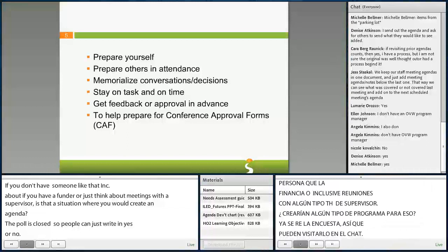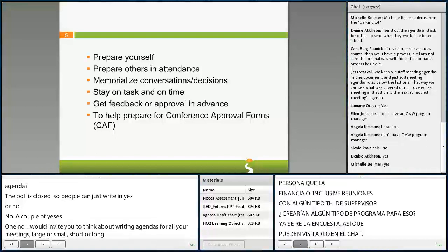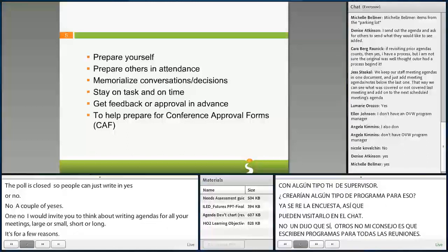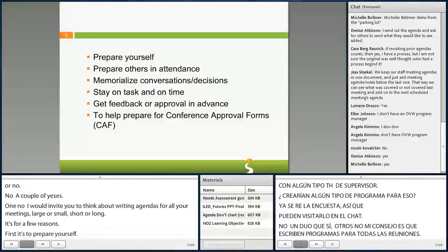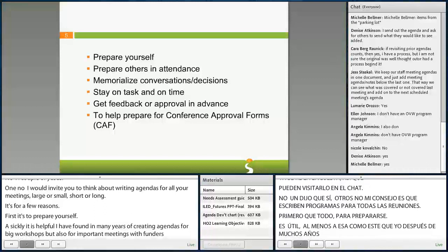Okay. So I would invite you to think about writing agendas for all your meetings, large and small, short or long. And it's for a few reasons. First of all, it's to prepare yourself. Basically, it is helpful, I have found in the many years of creating agendas for big workshops, but also for important meetings with funders or meetings with supervisors or board members, to really sit and be intentional about what the needs are that you have for the meeting, and to write objectives for how to accomplish them, and to just have a process to think through what you really want to achieve.